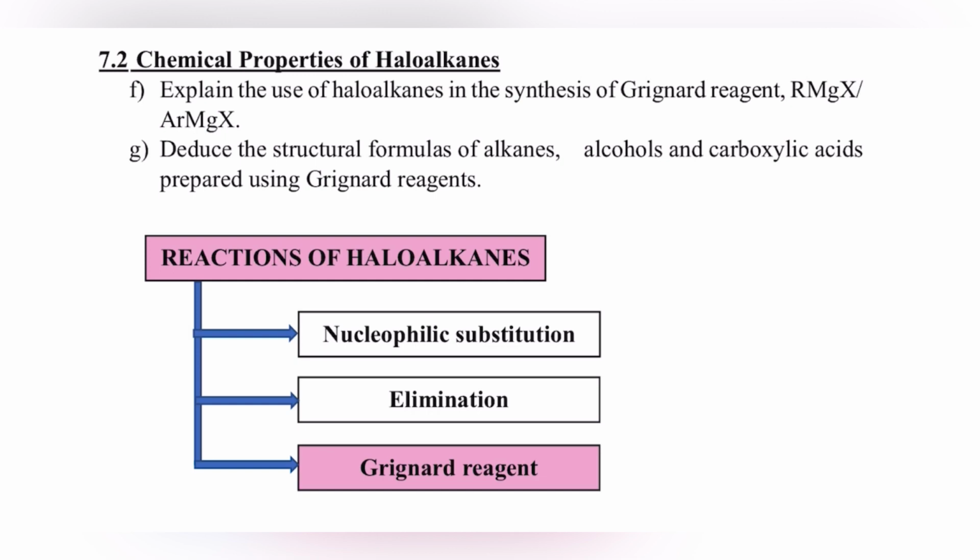We are going to learn about chemical properties of haloalkane. In this video, you are going to know how to explain the use of haloalkane in the synthesis of Grignard reagent. So what is Grignard reagent? We are going to do that after this. And then after that, you are going to use the Grignard reagent to deduce the structural formula of alkane, alcohols and carboxylic acid. So we are going to focus one by one.